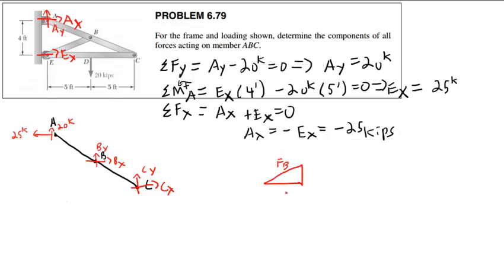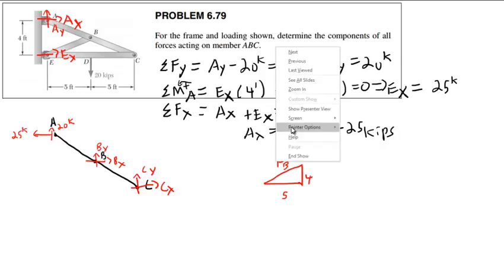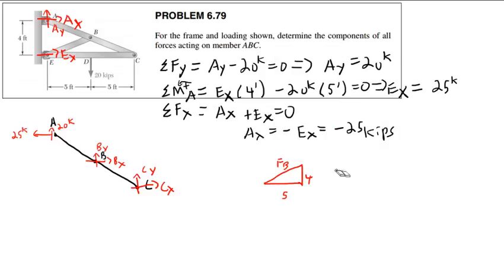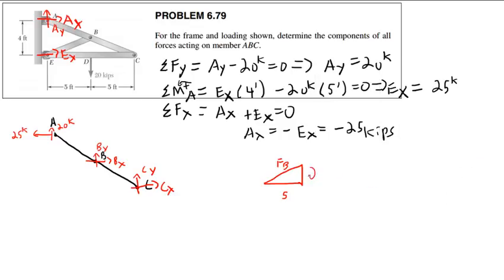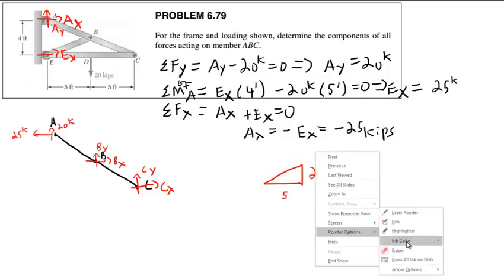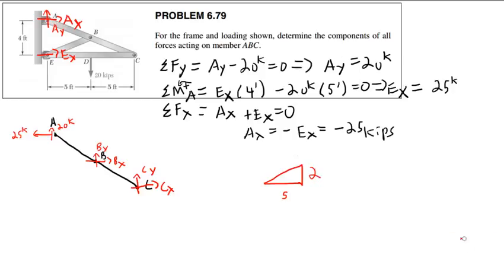This is a 5, 4, and then square root of that. Square root of 5 squared plus 4 squared is 6.403. Oh, sorry, you're right. I've got to do a little trigonometry, don't I? That's just 2. Let's get the trig right. It's 2 because it's clearly half.